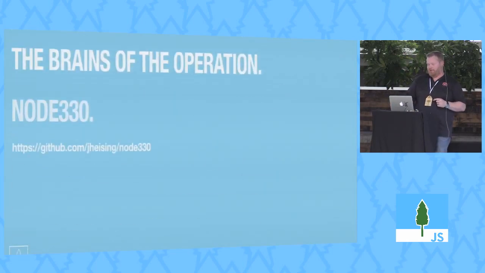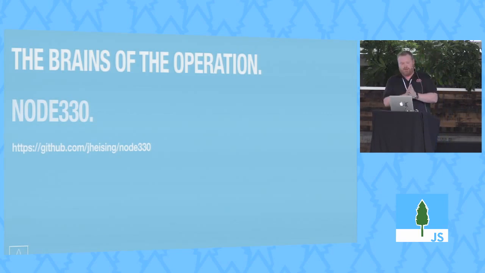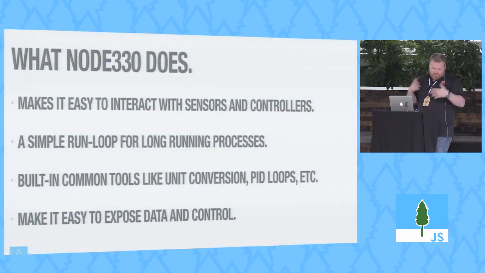Else, really bad things happen. So as part of this, we wrote a sort of, I guess I'd call it a framework or a toolset called Node30. And what Node30 is in a nutshell, it takes care of basically all of the housekeeping in an industrial process.